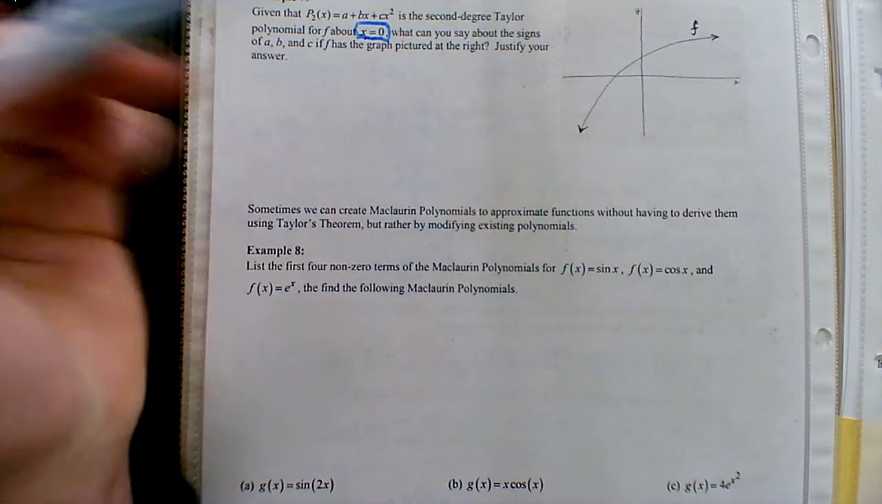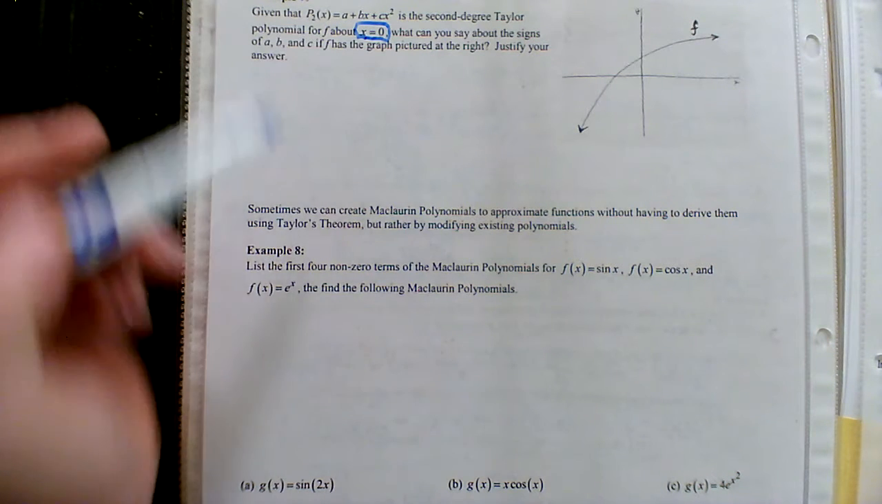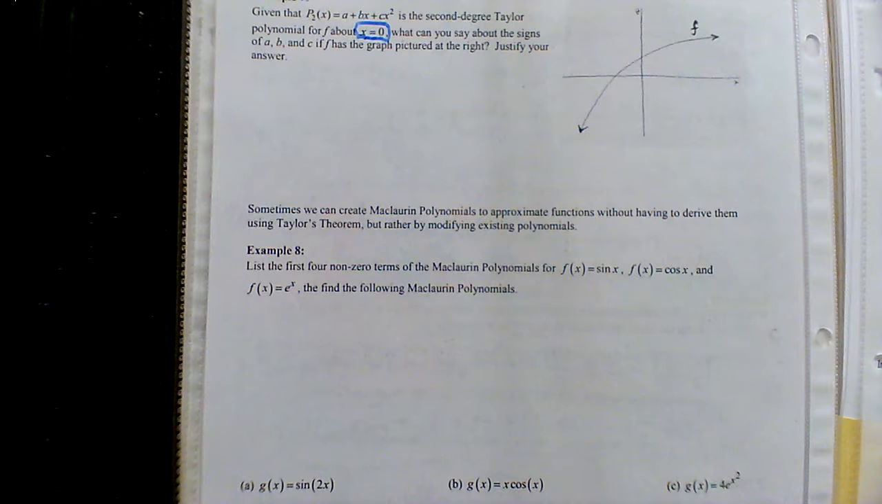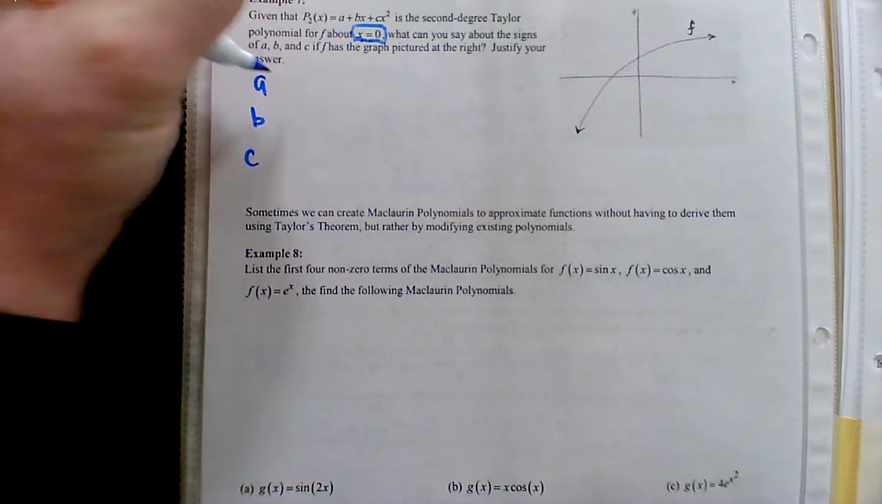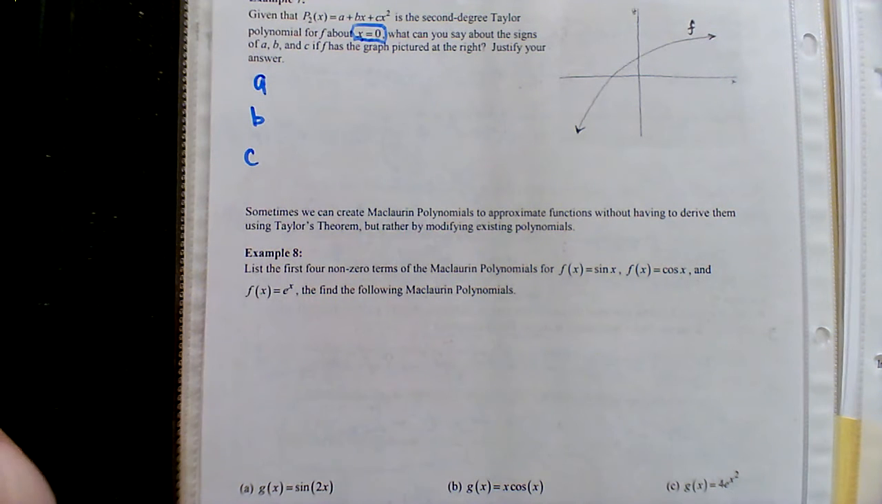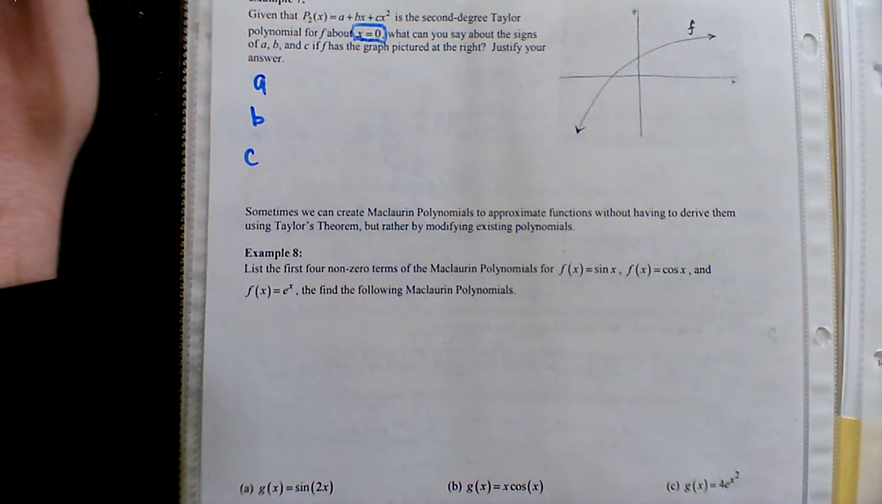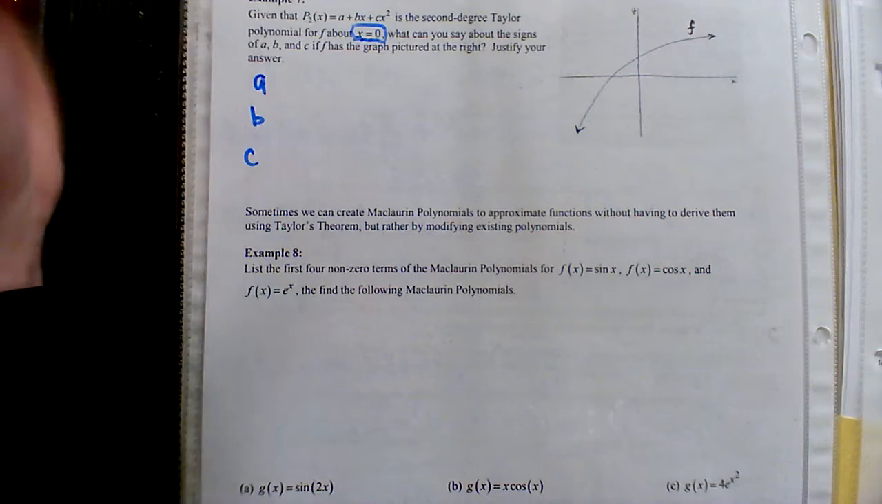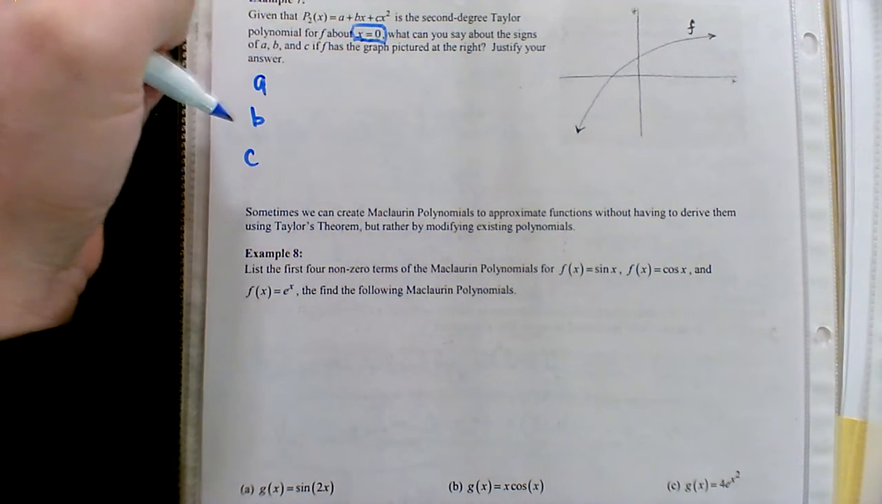What can you say about the signs of A, B, and C if f has a graph pictured to the right? Justify your answer. So we have a graph here, and we just want to determine whether the coefficients are positive or negative. We need to justify our answer. Anybody have any ideas? C has to be negative. Why do you say that? Okay, we see the original one is concave down, so we know that C has to be negative.